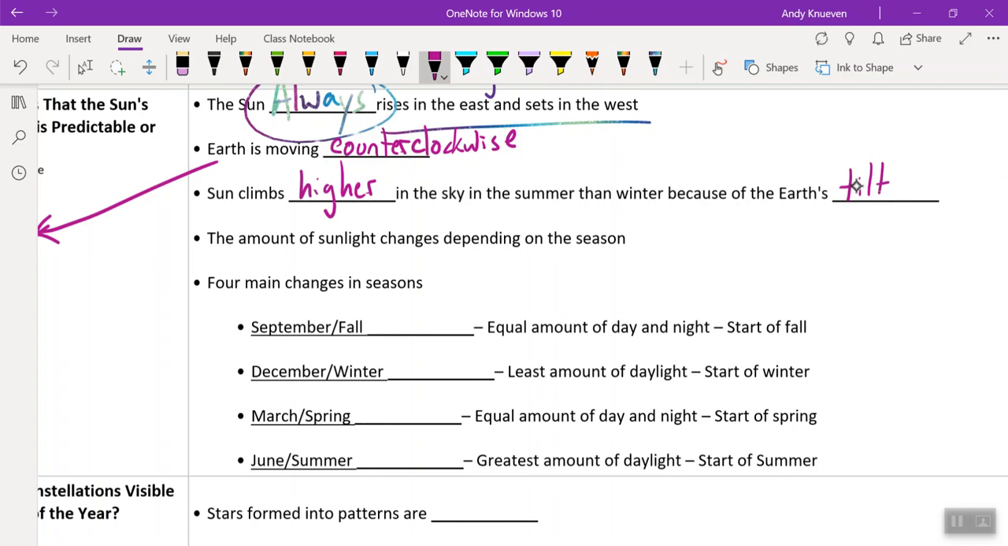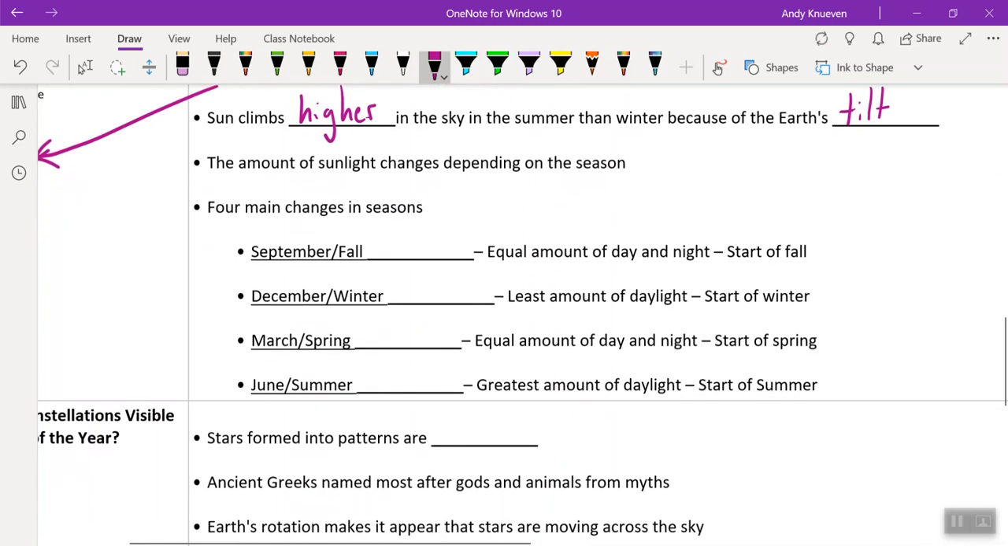The Earth's tilt does a lot of things, right? So the amount of sunlight changes depending on the season. And so we have 4 main seasons, and we'll break these down. But September, or a fall equinox, that equi part, E-Q-U-I, equi means equal. So if we have an equinox, we have an equal amount of day and night. And we just had an equinox at the end of September.